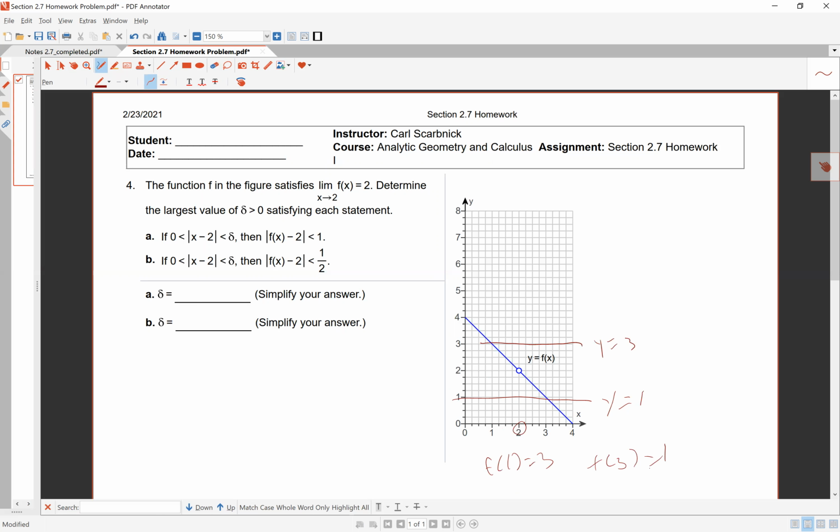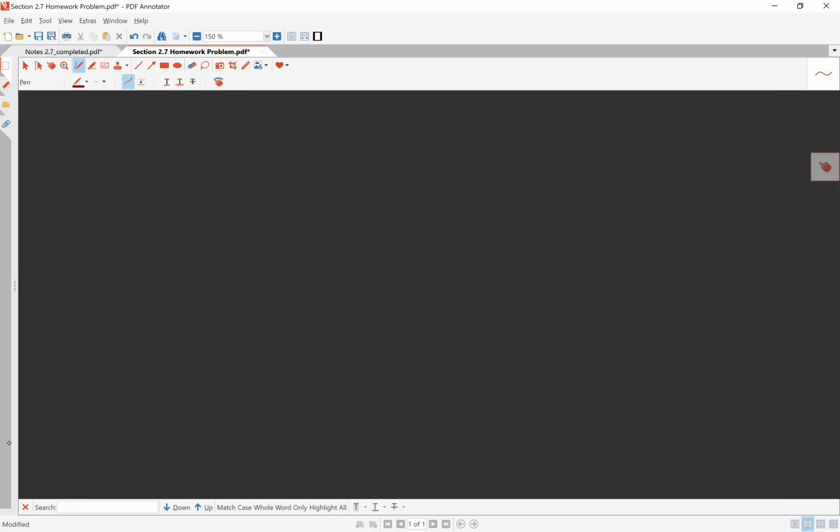So in this case, if we go 1 away from 2, it's this interval right here, from 1 to 3. So if we choose any x in that interval, f of x minus 2 will be less than 1. So in this case, our delta is 1. Well, it turns out the delta is 1.